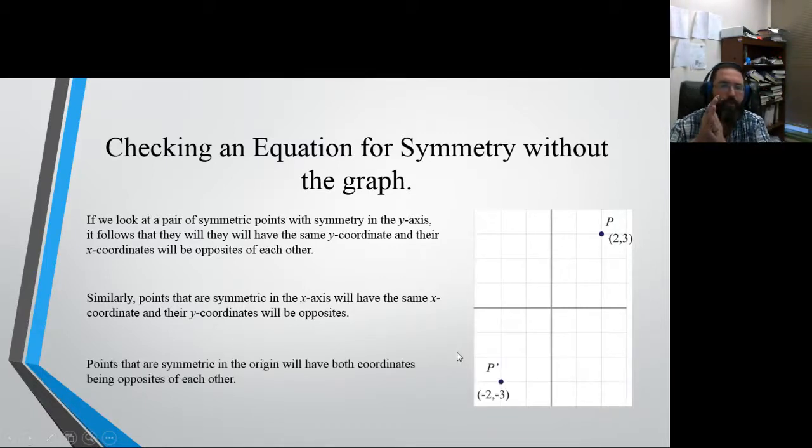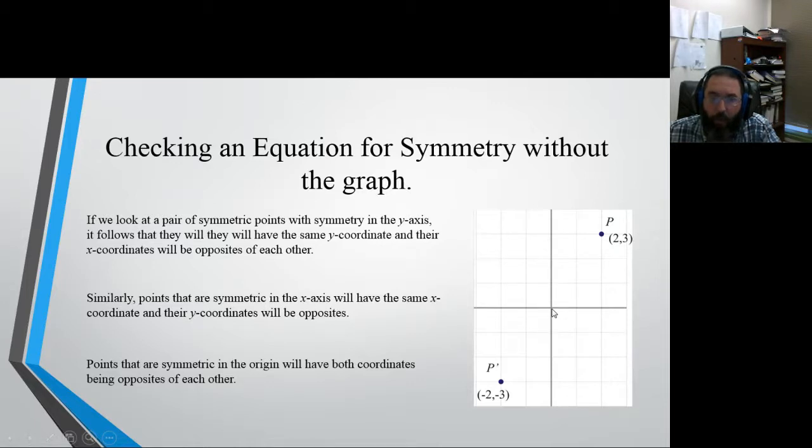Points that are symmetric through the origin, these turn out to have both coordinates being opposite of each other. So this guy has the point x-coordinate 2, x-coordinate -2, y-coordinate 3, y-coordinate -3. This is a little harder to see why this happens. But a neat little trick is, if you take these 2 points and find their midpoint, that's going to be the point that's halfway between them on the line that connects them.